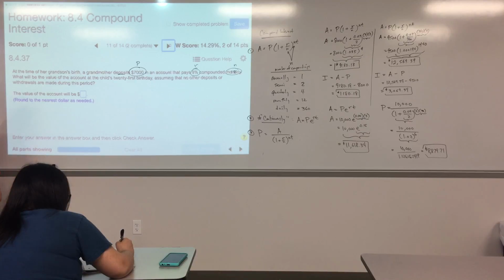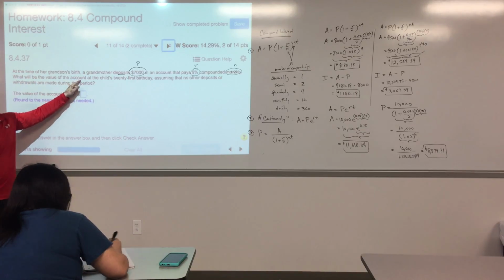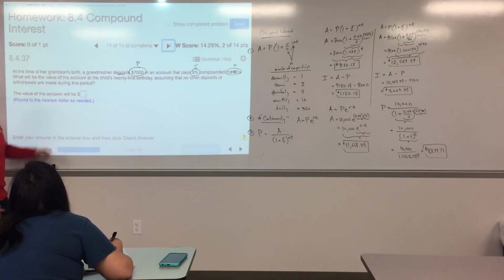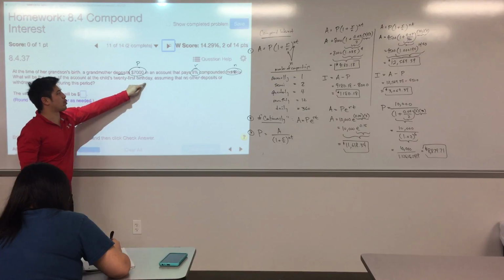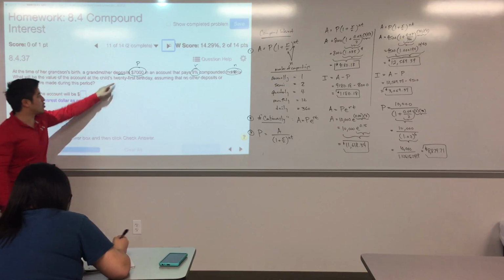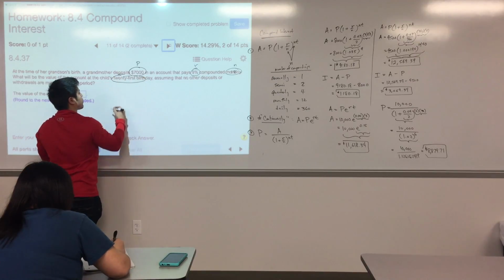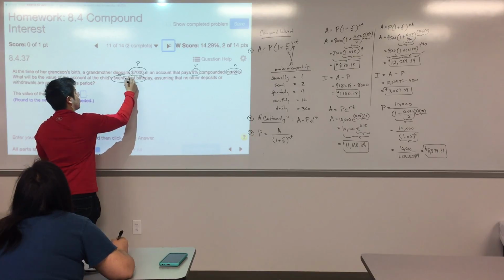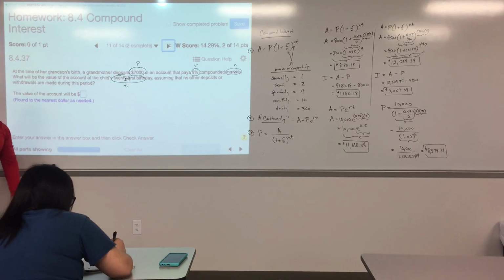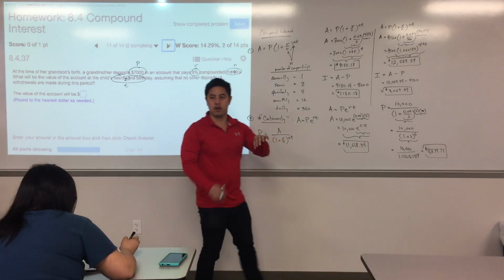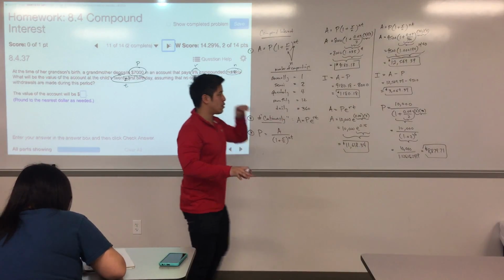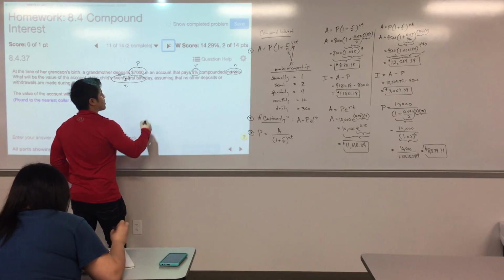Okay, let's keep reading. What will be the value of the account? What does this phrase mean that we're looking for? A, good job. So we're looking for A at the child's 21st birthday. That's your time. What does the 21st birthday mean? Time is 21. Is this not a problem that we've been doing over and over and over again? Yeah, just masked with words. So let's go set this up.